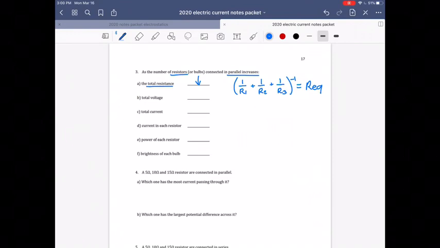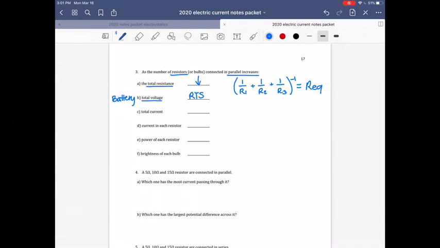Okay, think about what happens to the total voltage. That's the voltage supplied by the battery as the number of resistors increases. You should really think, well, if my total voltage is supplied by the battery, it wouldn't matter how many resistors are connected. So that should remain the same. So that wouldn't change at all.